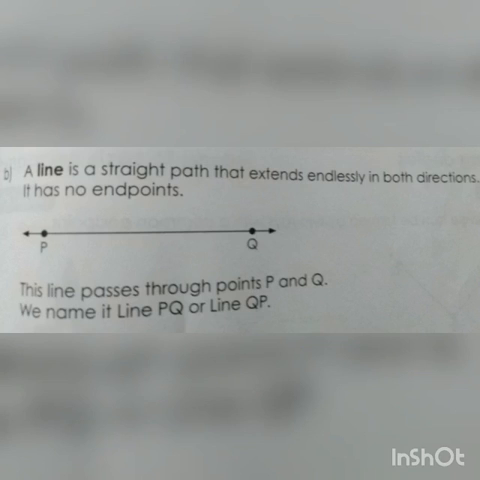Second one, a line. A line is a straight path that extends endlessly in both directions. Let me keep points P and Q in different places and join those two points by using a scale. Then we will get a line, and we can extend the line by using arrow marks. The arrow mark denotes endless extension, which means it has no endpoints. The line passes through points P and Q. We name it as line PQ or line QP.